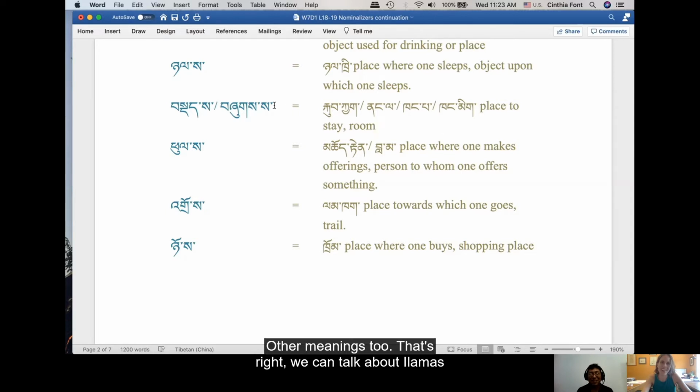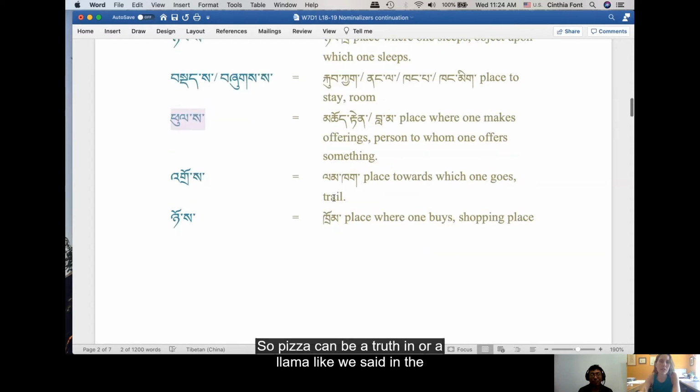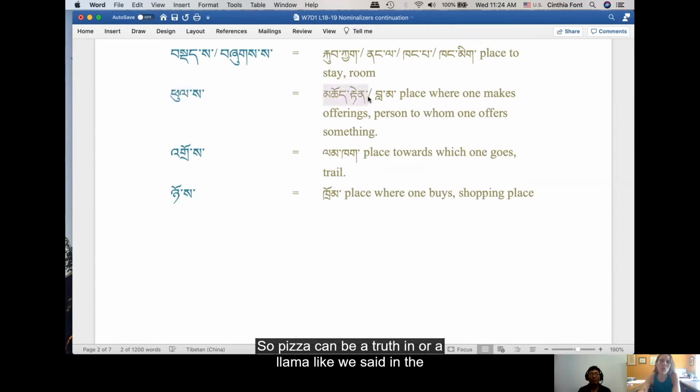That's right. We can talk about a lama's shuksa, a lama's seat, not just the seat where the lama sits, but where the lama resides, their residence, their abode. It has a lot of meaning, so this is a very versatile one. Now, pusa, I'm just going to say it because it's the one we saw in the example. So pusa can be a chöten or a lama, like we said in the example. So either a stupa or a lama, a guru to whom one makes an offering. So the place or the recipient for offerings.